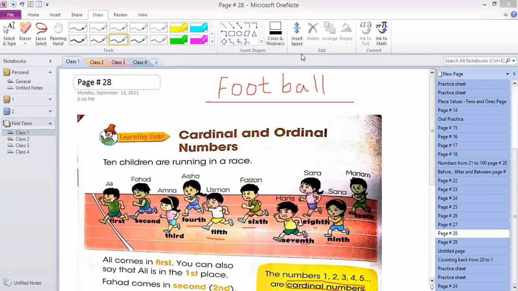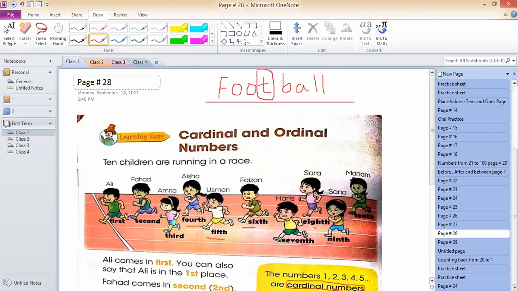Cardinal, sir. Guys, I am asking, for counting the number of alphabets, which number do you use? Cardinal or ordinal? Cardinal. Very good.